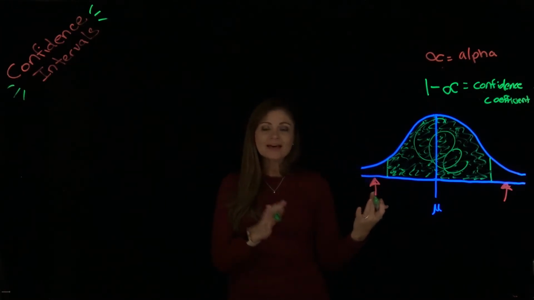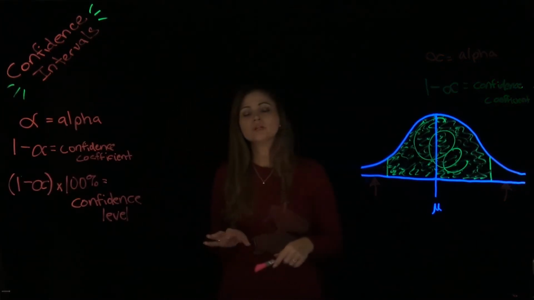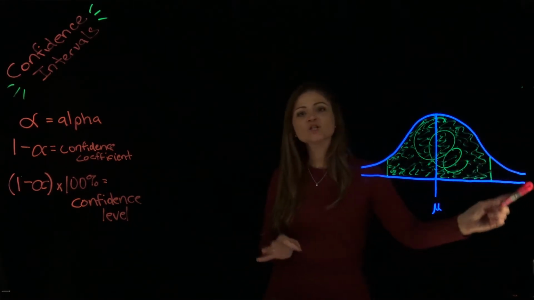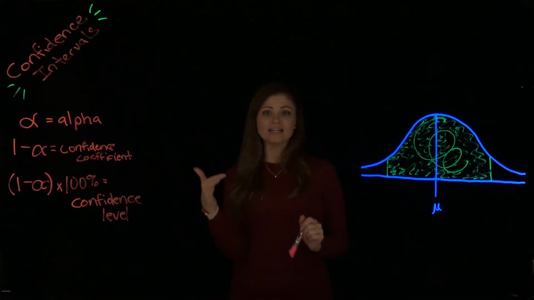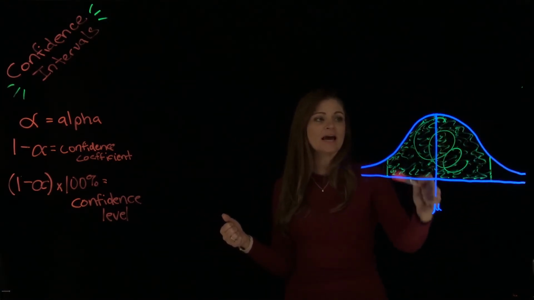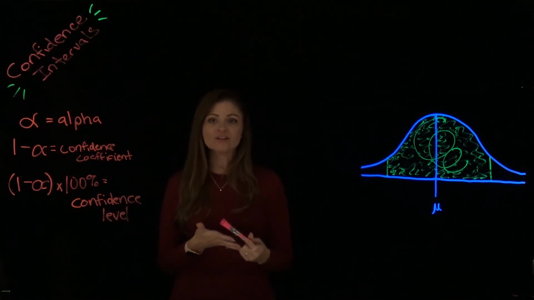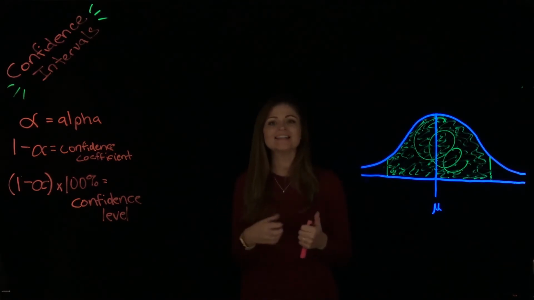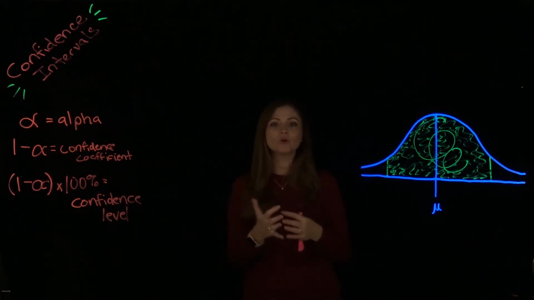Now, if we multiply that by 100, that gives us our confidence level. So again, alpha is the chance of us being wrong. That's the chance of it being in our tails. That's alpha. Now 1 minus alpha is our confidence coefficient. That is what is in our range here. Now if we multiply that confidence coefficient by 100%, that's going to give us what we refer to as the confidence level. And that's what most of us have heard whenever we're looking at research.